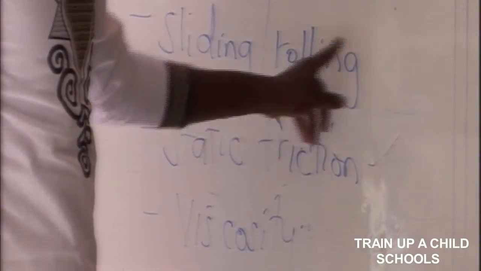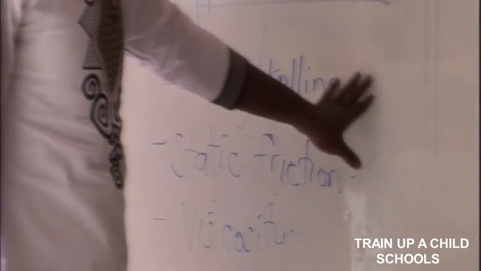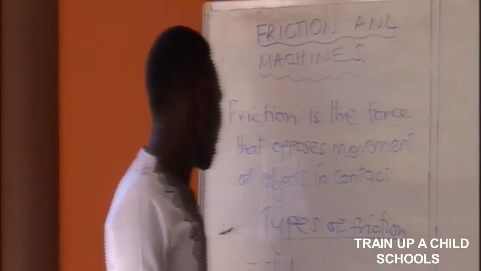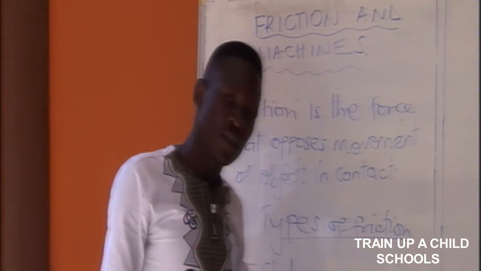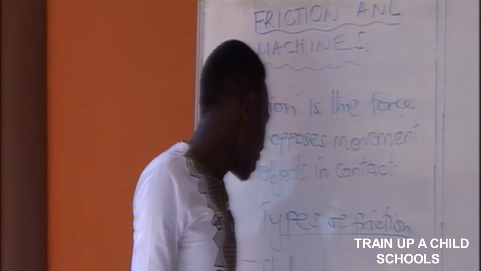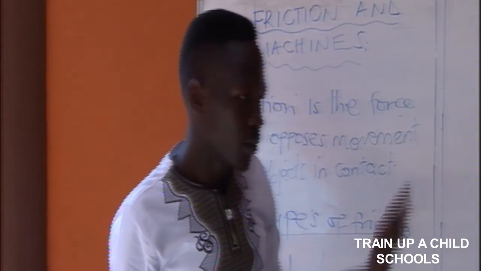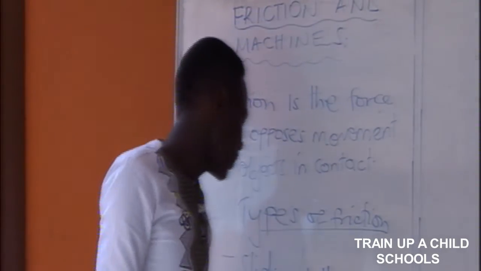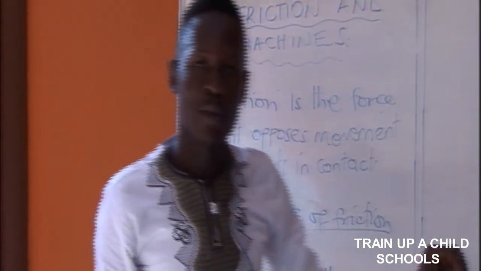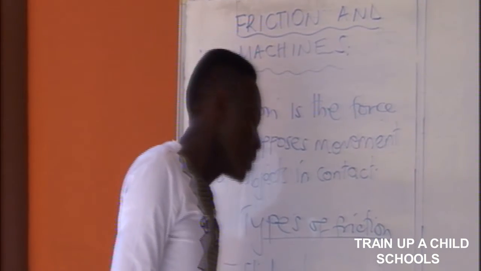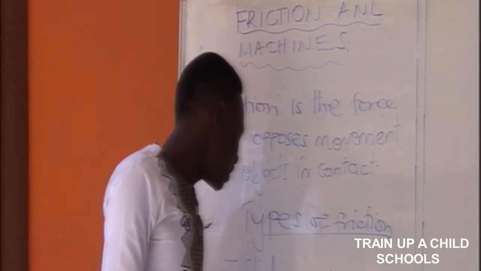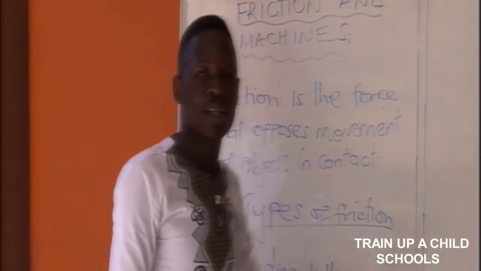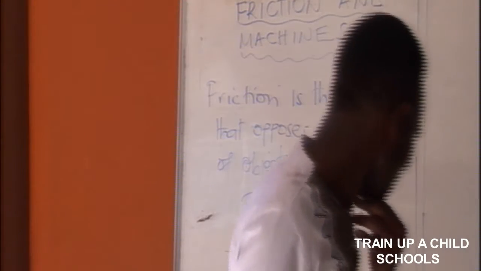What is sliding or rolling friction? This is a type of friction which is found in objects which are in movement or in motion. Then what is static friction? This is a type of friction which is found in objects which are in one position, objects which are not in movement. Then we also have what we call viscosity. What is viscosity? Viscosity is a type of friction which is found in air, if not water, or in liquids and gases. We are done with this.